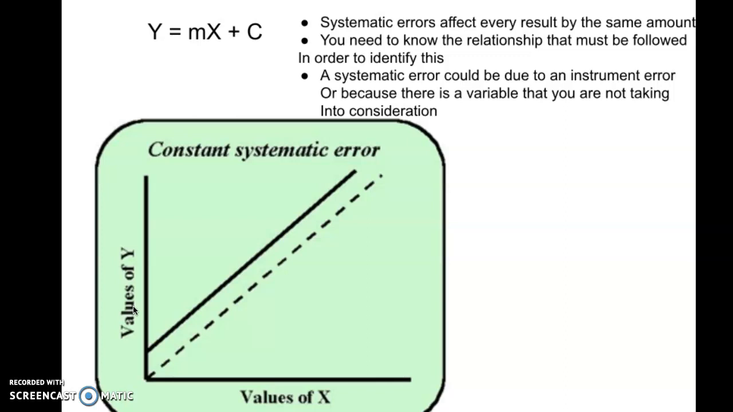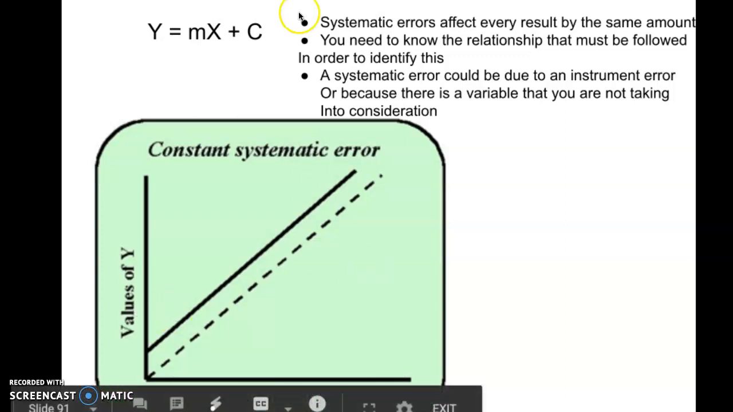Now, just as a reminder, systematic errors affect every result by the same amount. For example, a calibration error, where your multimeter or your ammeter is 0.01 amps out because it hasn't been calibrated properly. The best way to tell if you have a systematic error is to start off knowing what kind of relationship you have in the first place. Is it proportional or is it y equals mx plus c?